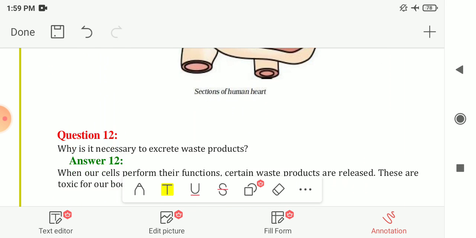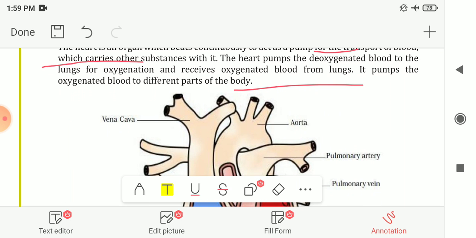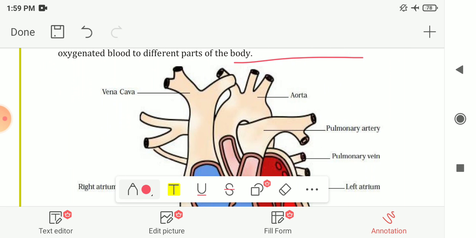Here the diagram of the heart is shown to you. You have to prepare this diagram. This diagram can be asked for 2 marks: draw a labelled diagram of the human heart. So here you can see the main vein, which is known as the vena cava. Then the main artery is shown here, that is the aorta.